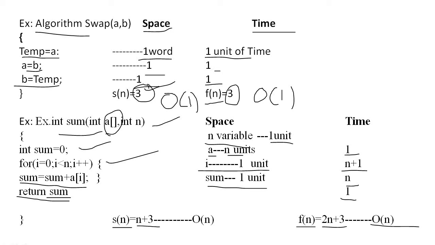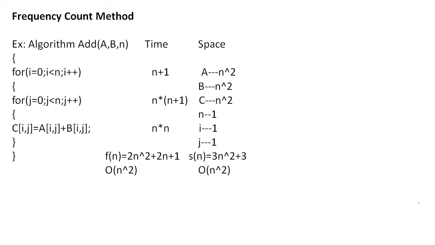So these are the two examples I covered in this video. By this, you can easily understand how to calculate the amount of space required, and how to calculate the amount of time required to complete the execution. Is that clear?